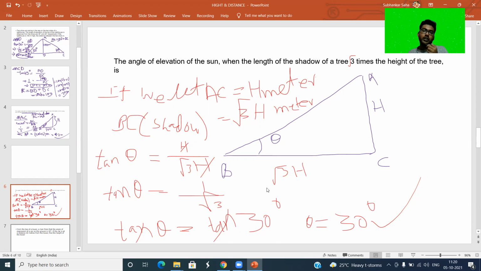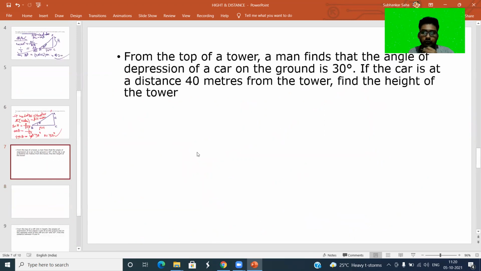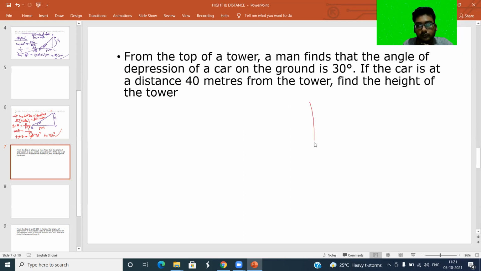Okay, fine. Next question. From the top of a tower, a man finds the angle of depression. It is an angle of depression question. How to solve this angle of depression question? From the top of the tower, it is the top of the tower. A man finds the angle of depression.